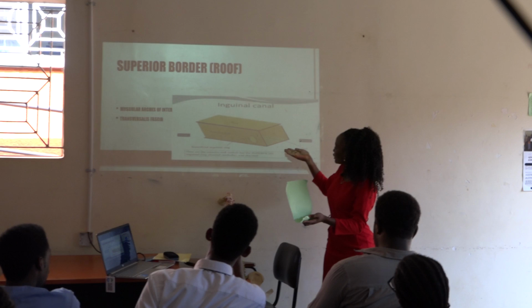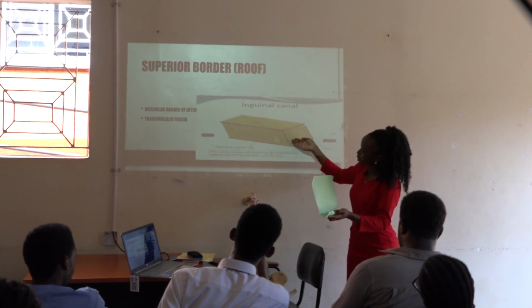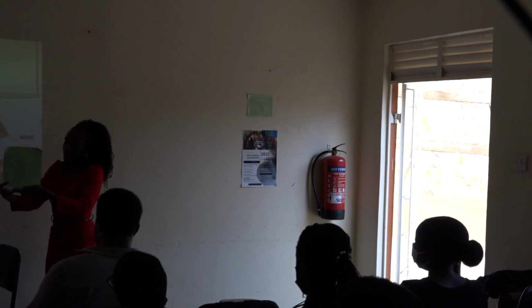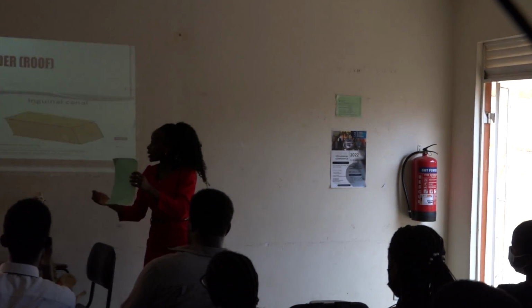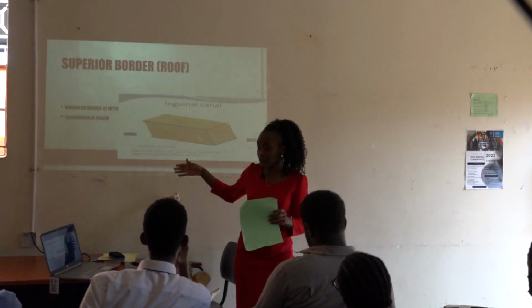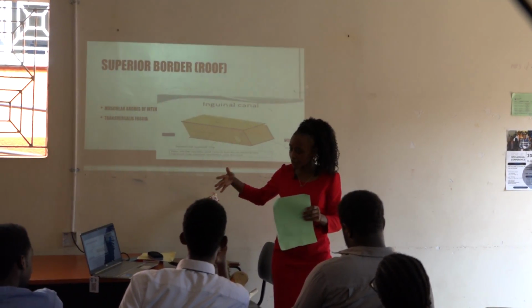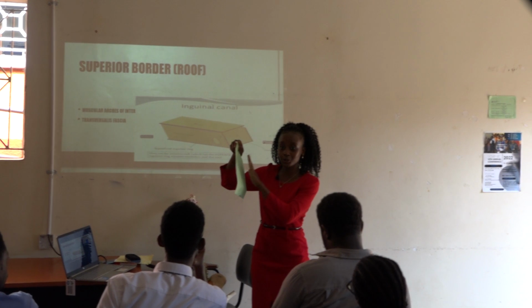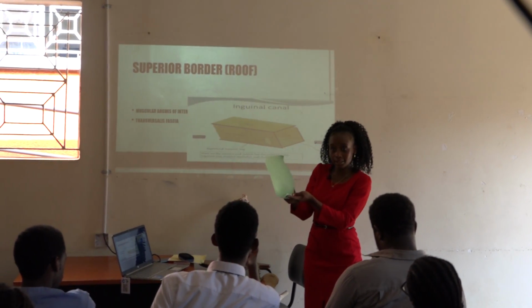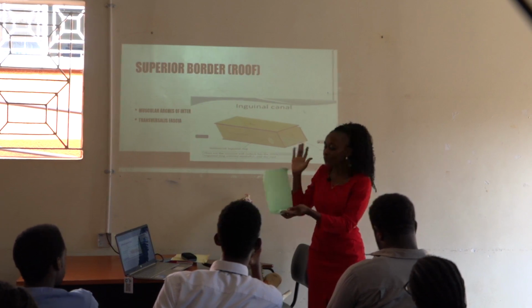So right now we have already formed the floor, as you can see, and we have already formed the anterior border. The anterior border is the most lateral one, the most superficial one. As you know, this is a superficial muscle. So we have already formed the floor and the anterior border.